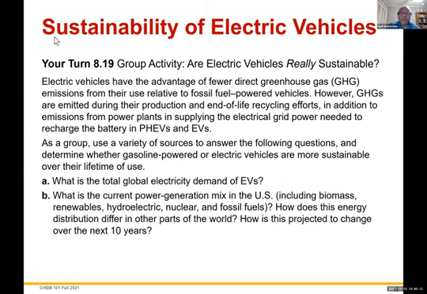What is the current power generation mix in the US, including biomass, renewables, hydroelectric, nuclear power, and fossil fuels? How is this energy distribution projected to change over the next 10 years? These are the things that, if you want to really find out, you have to go to the web browser and do the research.